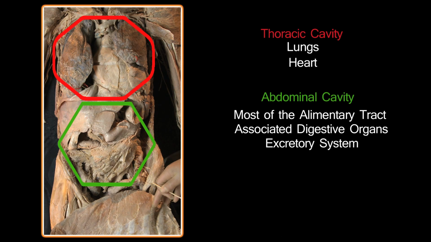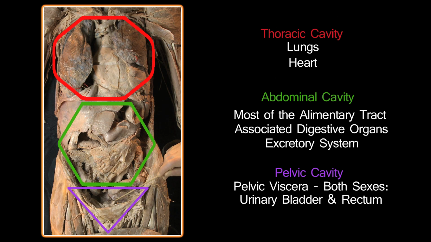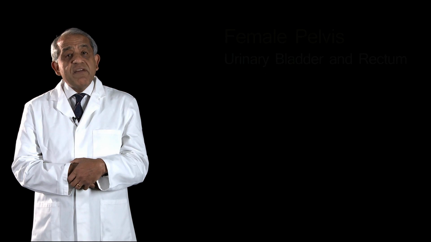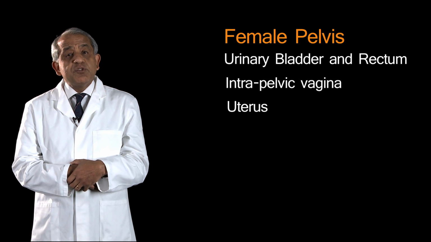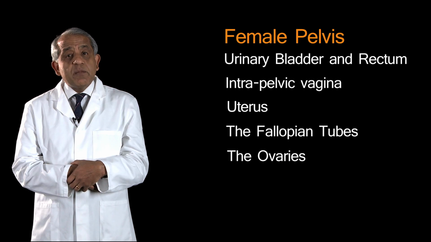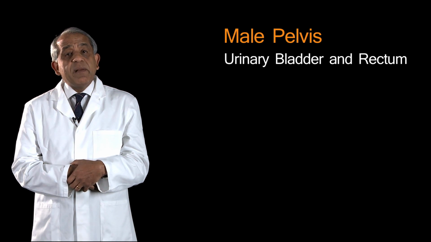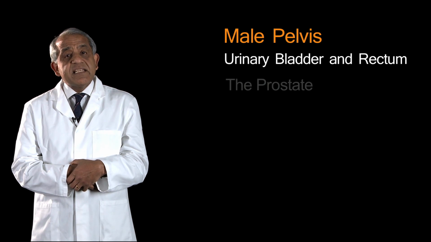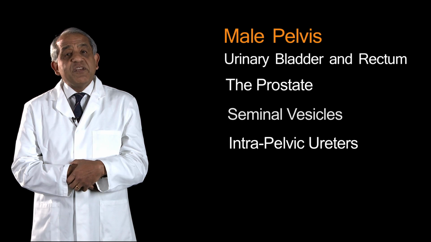And the pelvic cavity, which is packed with the pelvic viscera. In both sexes, these are the urinary bladder and the rectum. Additionally, in the female, you have the intrapelvic vagina, the uterus, the fallopian tubes, and the ovaries, all located within the pelvic cavity. In the male, in addition to the urinary bladder and the rectum, are the prostate, the seminal vesicles, and of course the intrapelvic segments of the ureters.